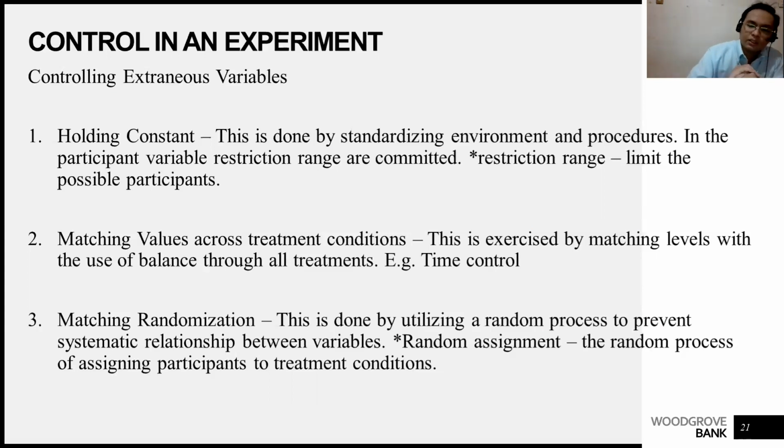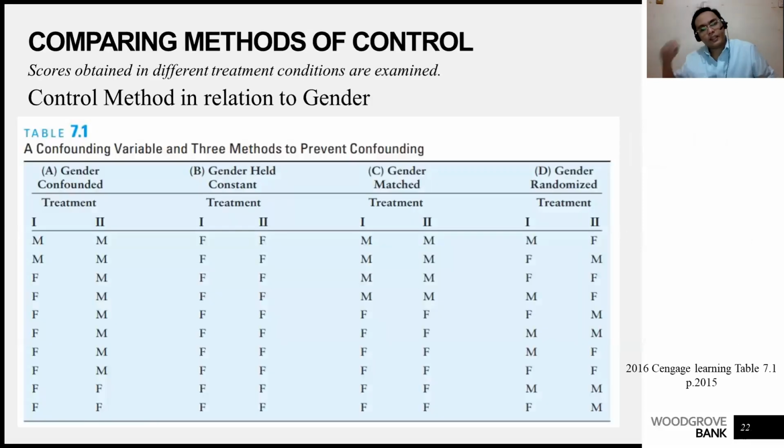Next, matching randomization. So random assignment. If you want to have a solid or what we call unbiased selection of participants, you can use randomization. So here's a table. It came from the 2016 Cengage, table 7.1.